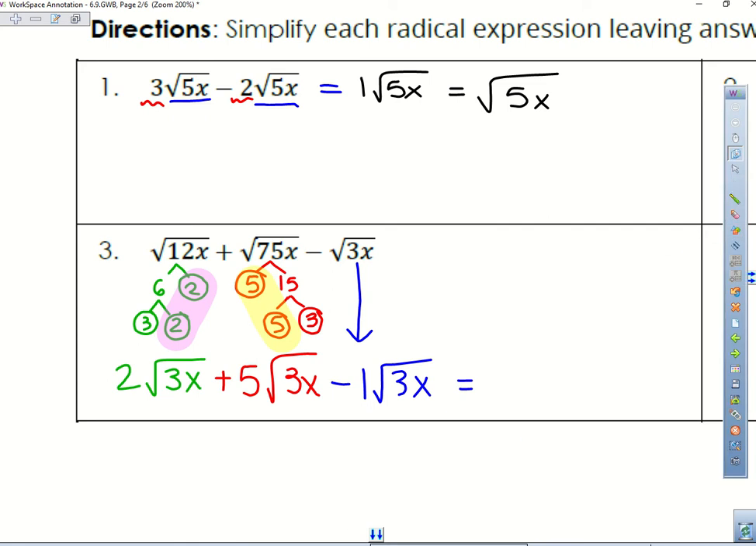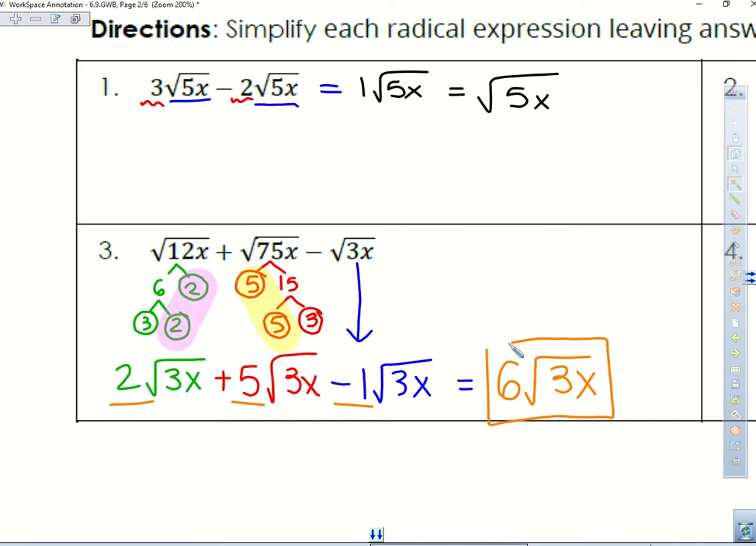Now I'm just going to combine the coefficients. So what's 2 plus 5 minus 1? 6. And then you keep that same radical they have in common. And that's the final answer. Make sense so far? Okay.